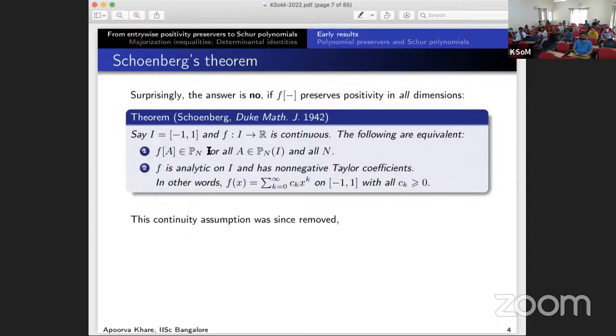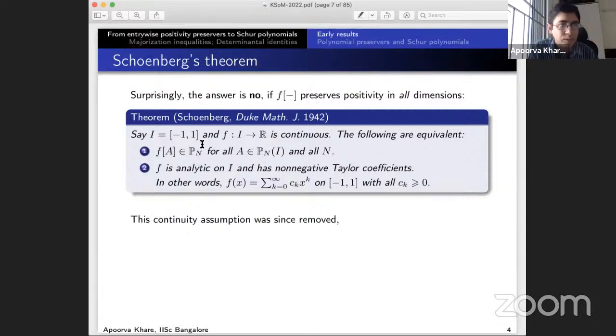If f is a positive semi-definite matrix, so if f is any continuous function, then Schoenberg, who was a student of Schur, proved about 17 years later that for all matrices of all sizes, if the function preserves positivity, it must be exactly of the Polya and Szego form. There are no other functions that work. So this is a very nice, happy ending to the story, if you will.